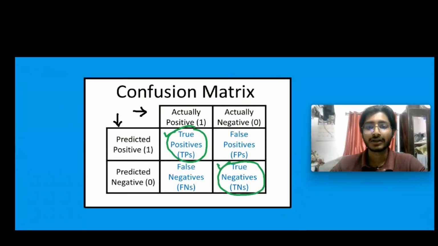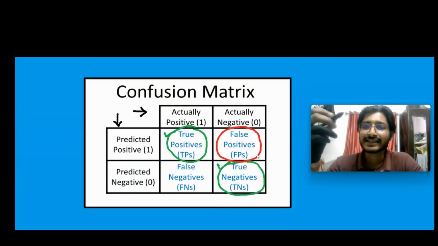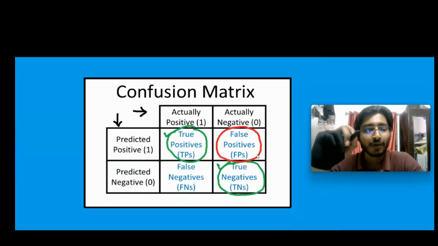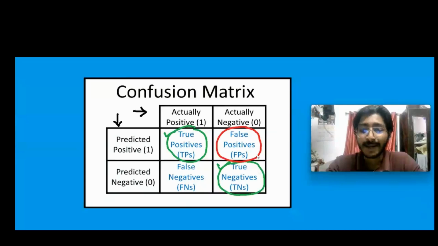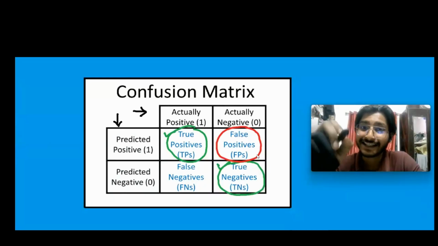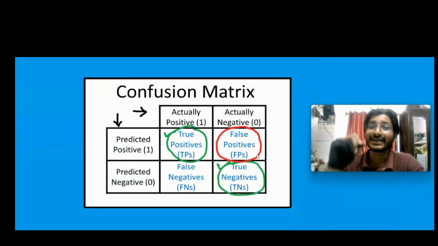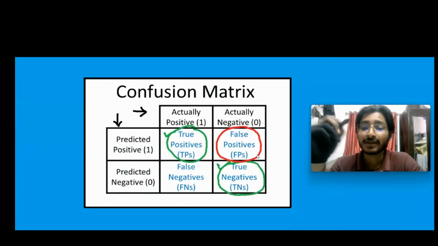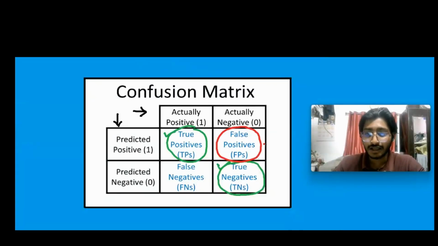Now move towards the false positive. What is a false positive? Suppose the email is actually not spam, but the model predicts it is spam. This is a false positive. So the prediction is wrong. Got it? The prediction is wrong.